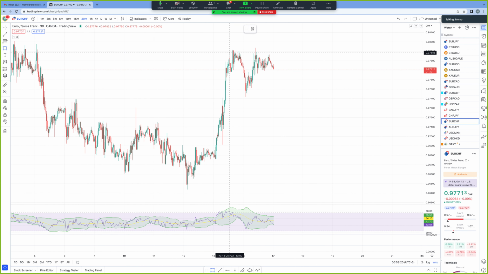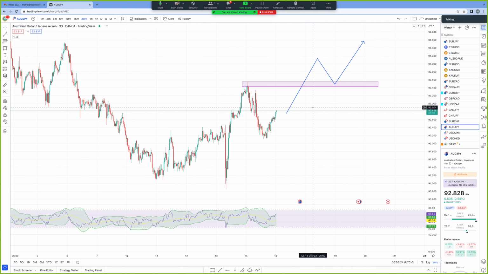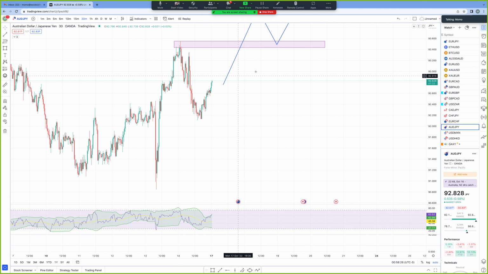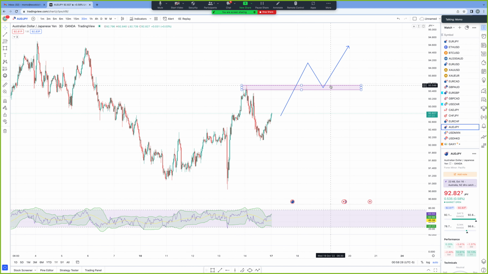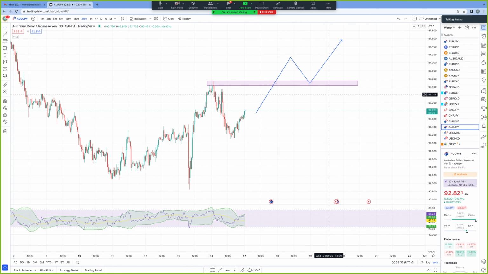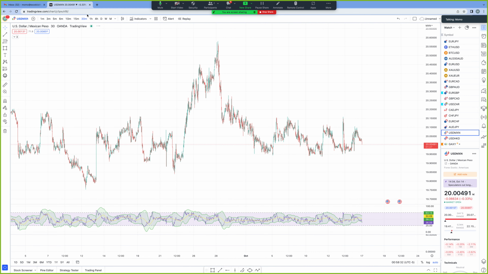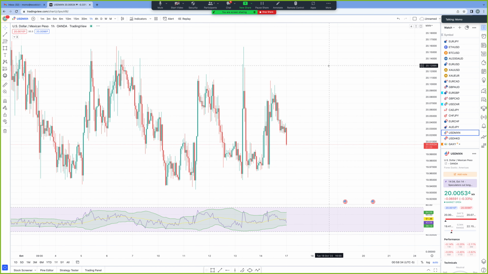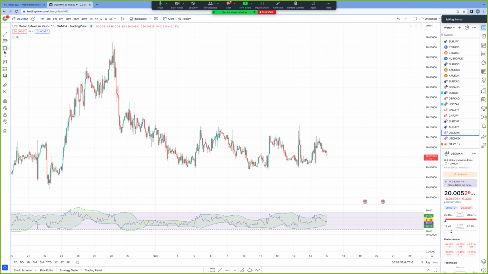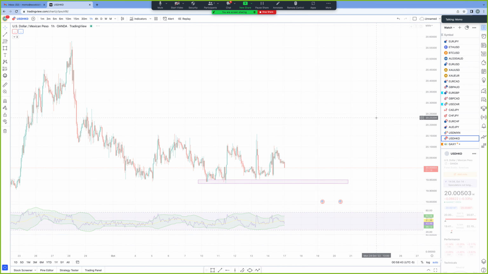Euro CHF, we have a zone here. AUD JPY, we're waiting on price to possibly break here. Retest to go long. Euro CMXN looks like a lot of chop. You can mark up here for a possible break retest there.